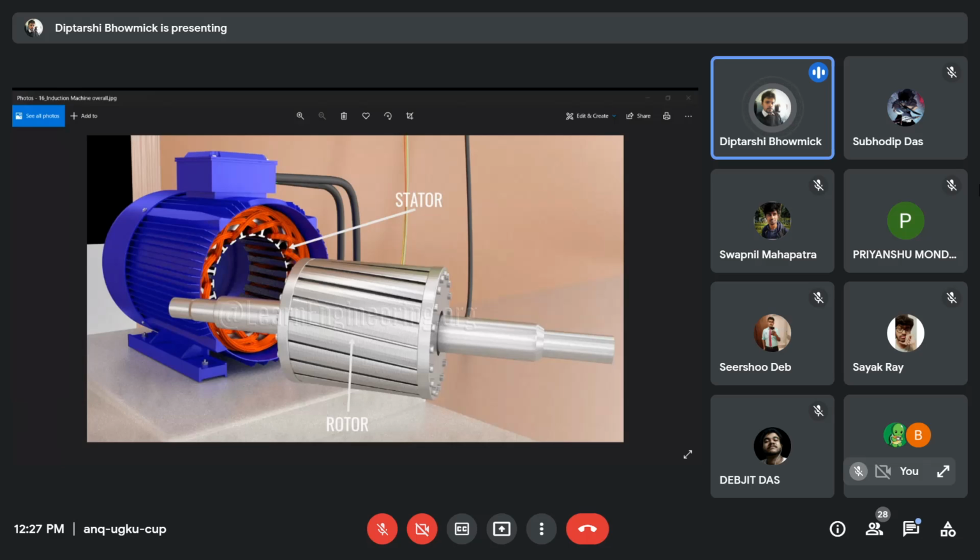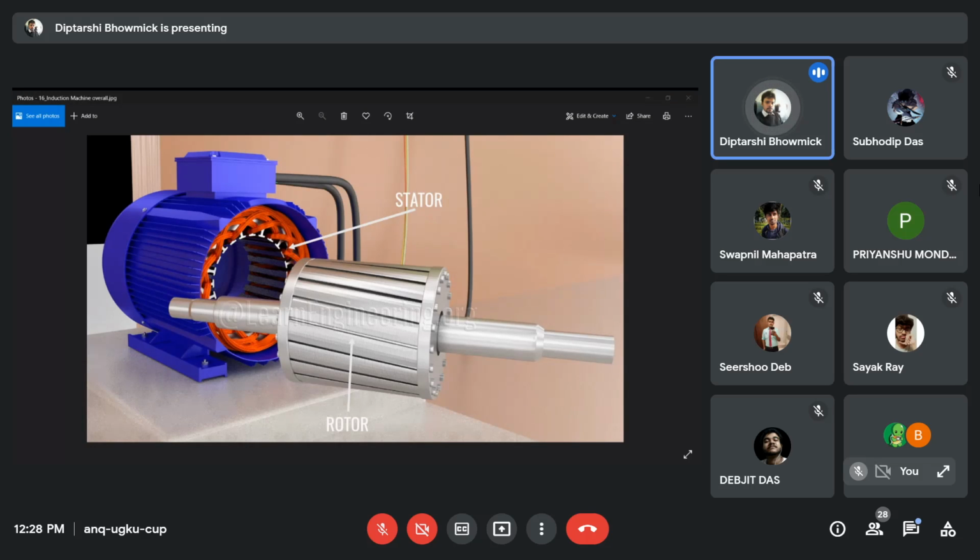Now the number of slots. The diameter of the stator is 14.3 centimeter, and for the number of slots you have to count them, like 1, 2, 3, 4, like that. When you have a physical machine in your hand, you can count it. And in our machine, the number of slots is 36.